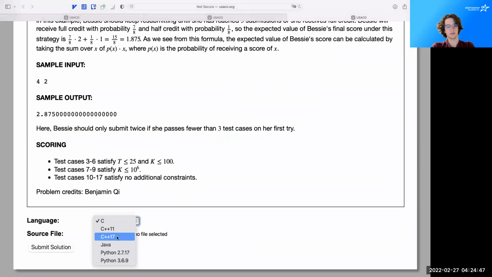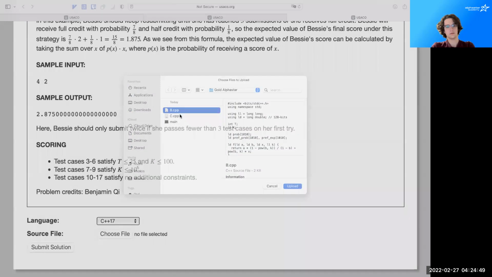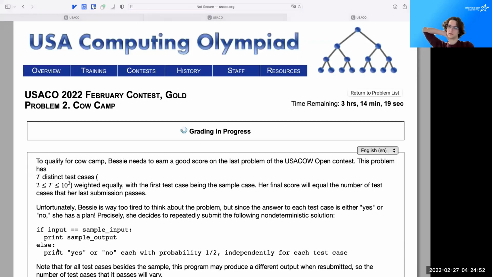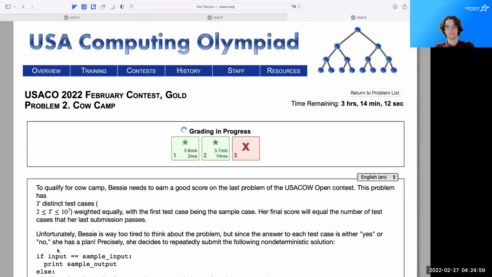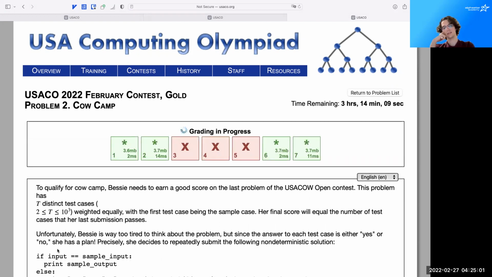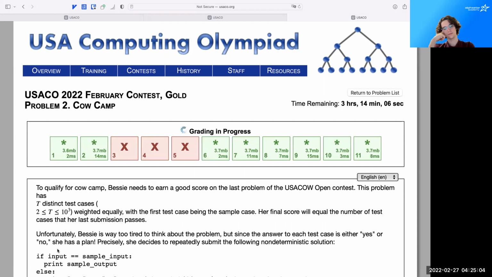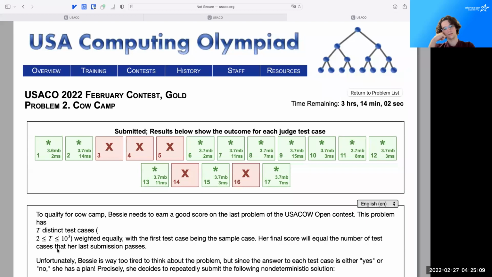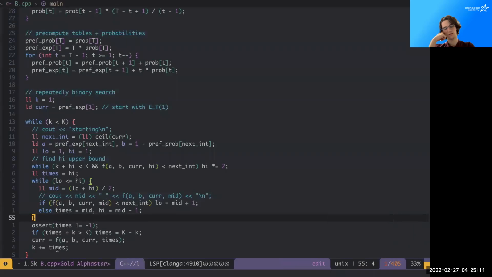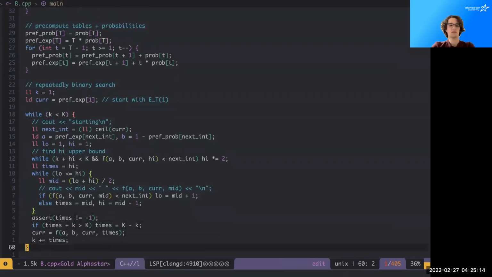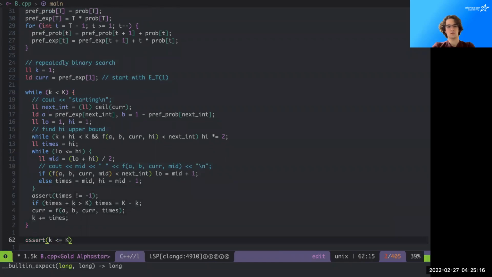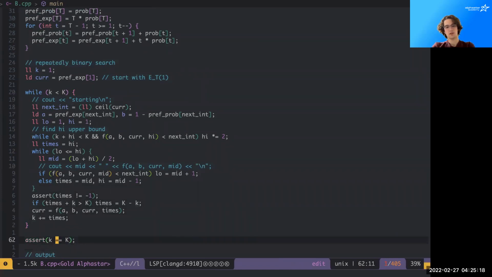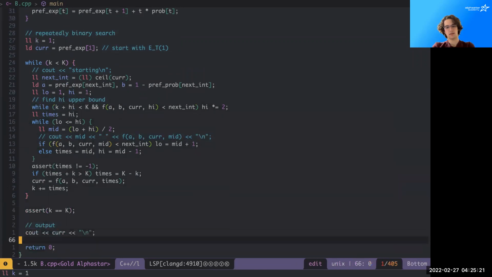We'll try setting this. See if we get it. No, something's wrong on that test. Oh, we're getting some of them. It's weird. I guess we should. K should equal K, right? We should never pass it.